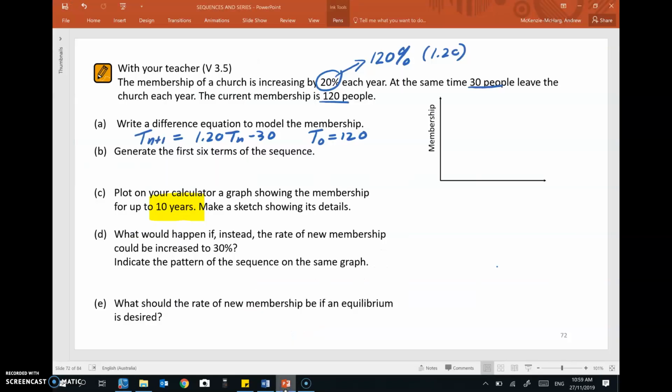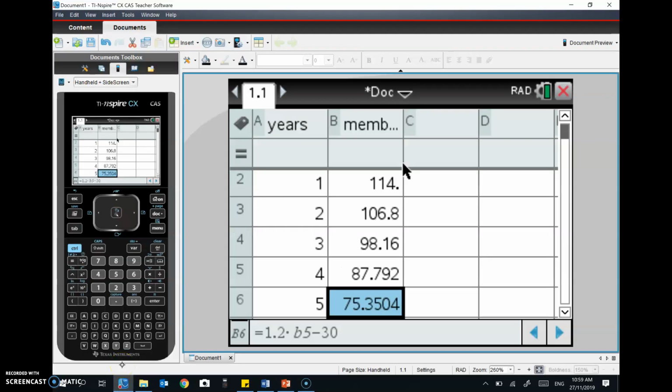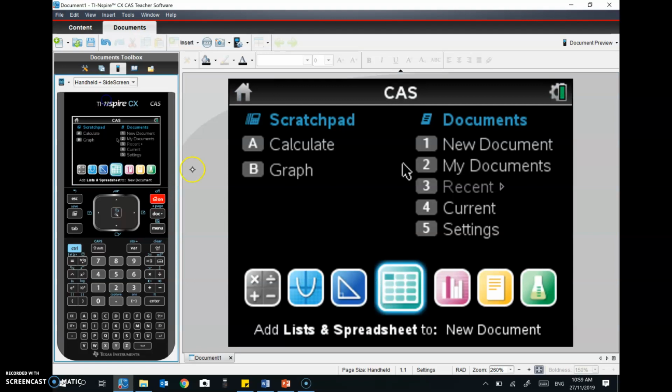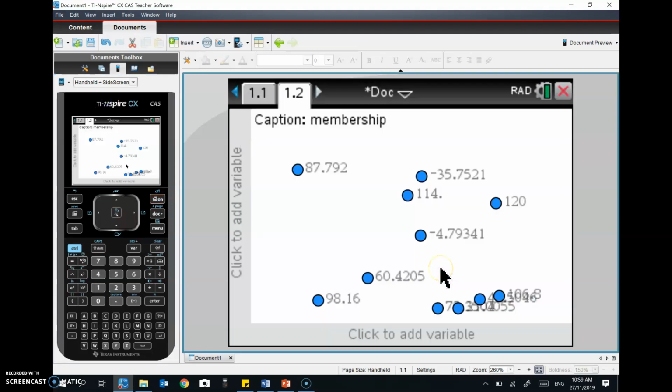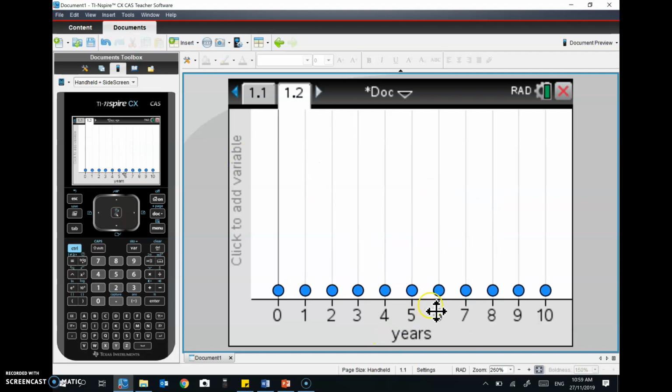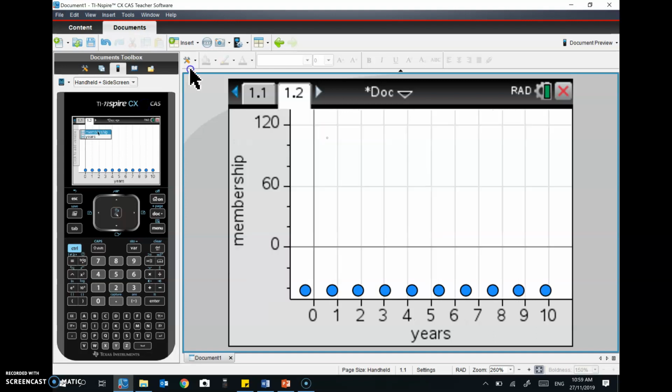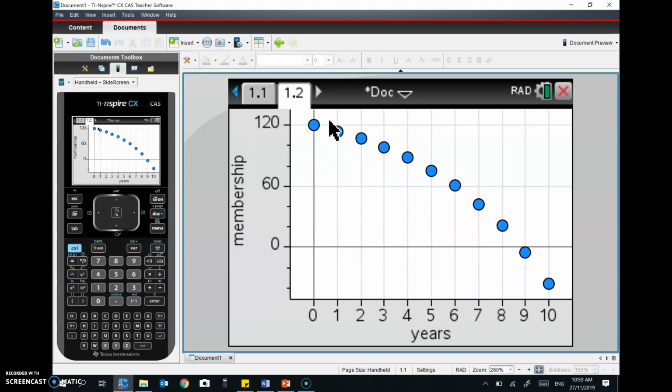Okay, Part C, we're asked to plot the graph on the calculator and make a sketch. So let's go back, and we'll go to this screen here and choose the pink one. And I'm going to click down here and I'll put years, the independent variable there, and membership up here, and we'll see this shape for the graph. So we just want to mimic this general shape on our graph.